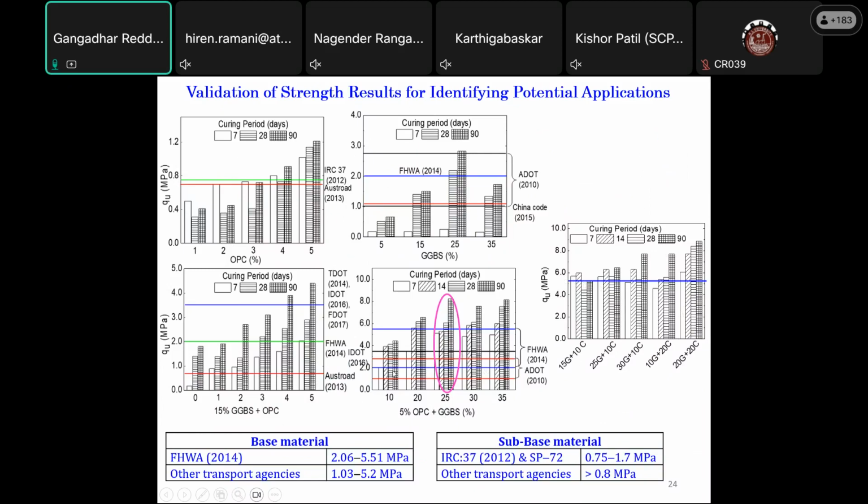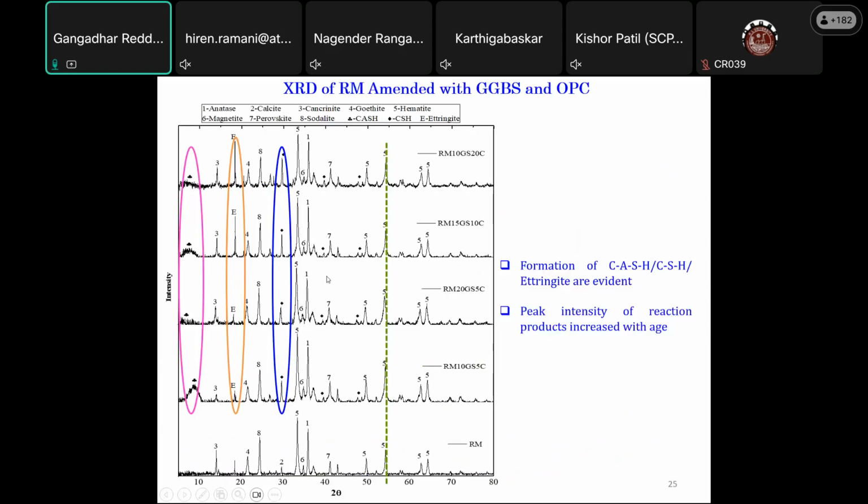So the main intention of this slide is how we can utilize the stabilized red mud as a kind of sub-base or base material. You can see some of the codal agencies or guidelines, transportation agencies, they suggest, if it is chemically treated soil, and these values are for chemically treated soils, the range must be at least 2 to 5 MPa. So obviously the results which I have presented here are matching some of the guidelines and are superior to the guidelines. Even for subgrade, which needs very low strength, obviously these strength values are matching.